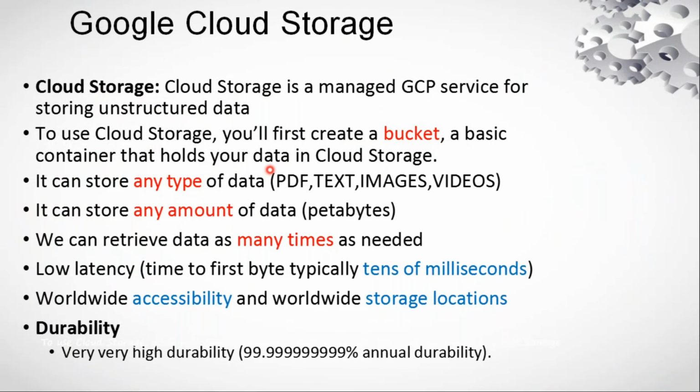So what kind of data can we hold? The data can be of any type. It may be a PDF file, a text file, an image, or a video also. We can store these kinds of data in a bucket. These are called unstructured data. PDF is unstructured data, and similarly text, image and video.